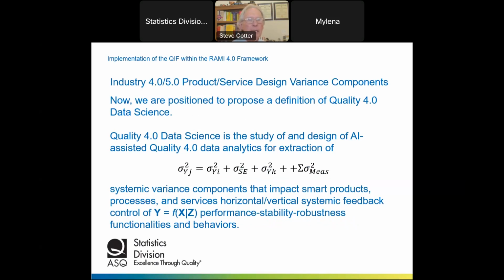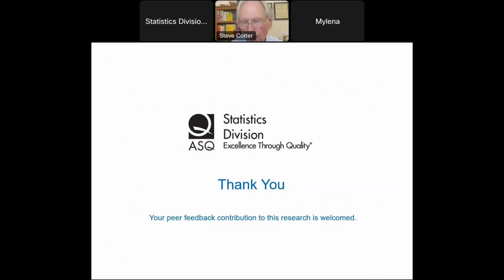How do we, from a quality data 4.0 data science perspective, design AI assisted data analytics and build that into smart products and smart services, so that they can account for the variance components of distributed, massively horizontally, vertically distributed manufacturing? So again, thank you.